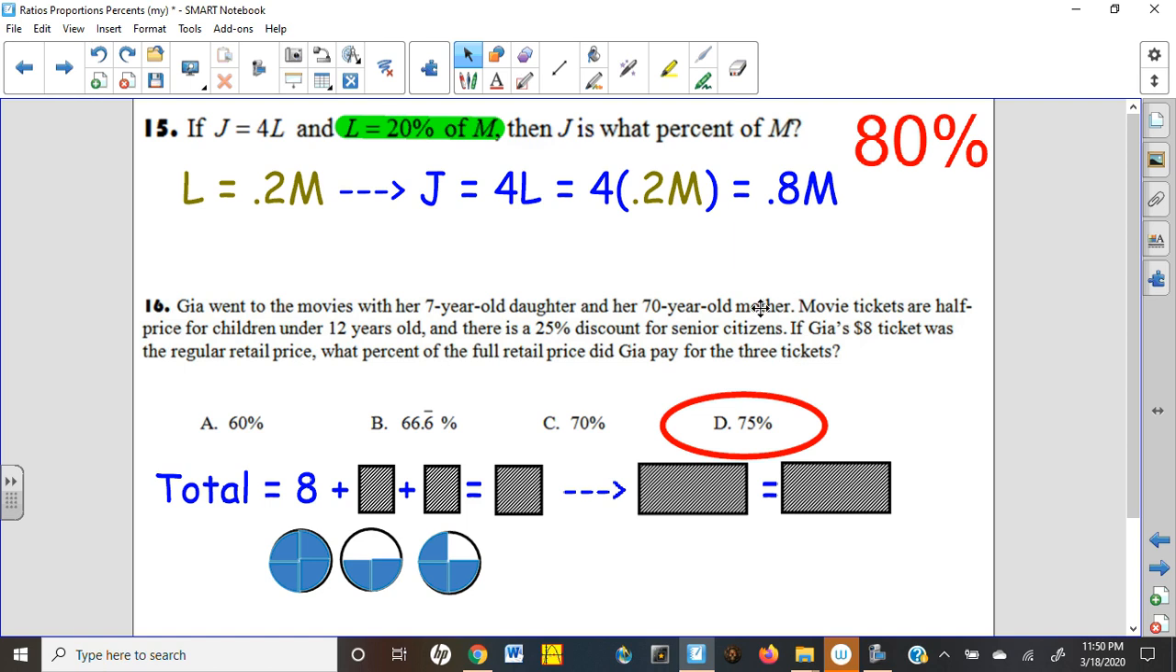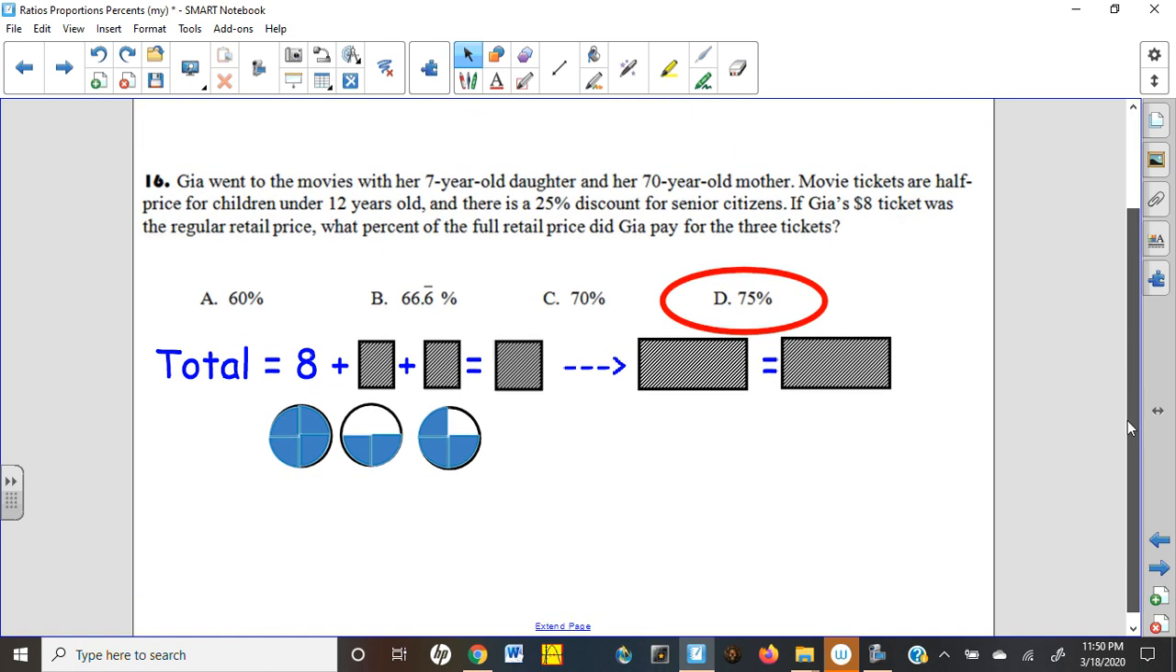Number 16, Gia went to the movies with her 7-year-old daughter and her 70-year-old mother. Movie tickets are half price for people less than 12. So the daughter is going to get in for half price, and the mother is going to get in for a 20 or 25% discount. That's the grandmother, right?